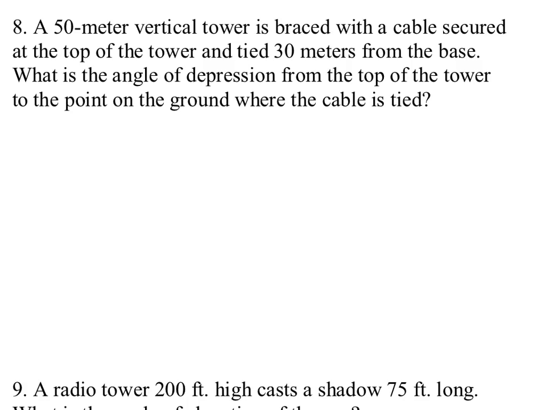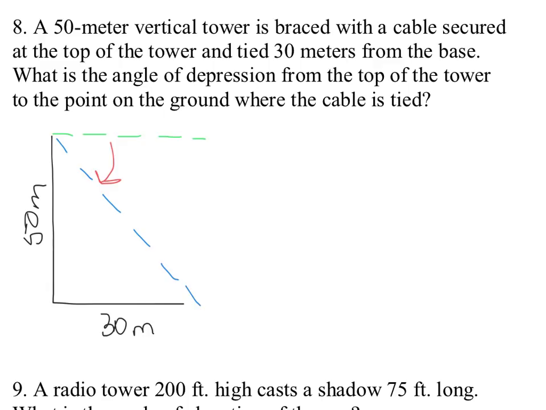All right, problem 8, we have a 50-meter vertical tower braced with a cable secured at the top of the tower and tied 30 meters from the base. What is the angle of depression from the top of the tower to the point on the ground where the cable is tied? All right, so we're going to draw a picture. So I've drawn a picture. This is my 50-meter tower, and then this is my cable. And it's tied down here 30 meters from the base of the tower.